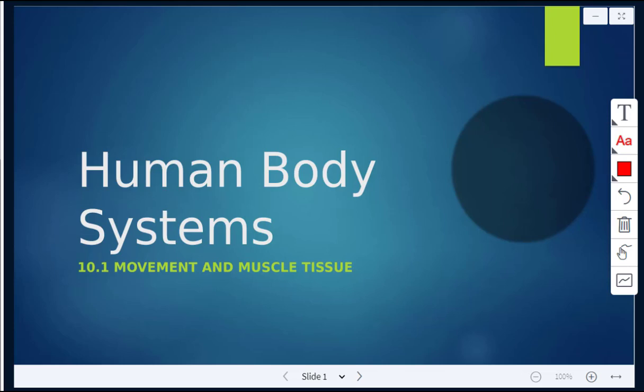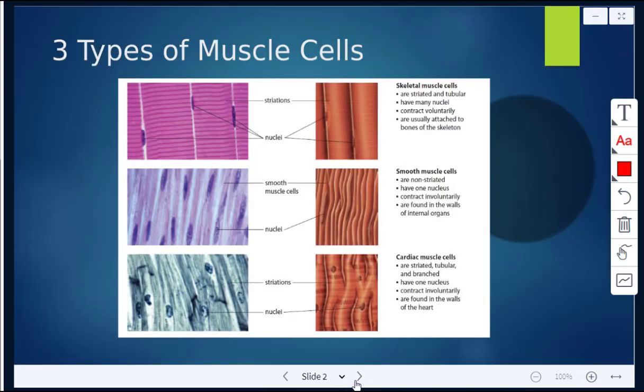Today's class we are looking at 10.1, which is movement and muscle tissue. There are three types of muscle tissue: skeletal muscle, smooth muscle, and cardiac muscle cells. So let's look at skeletal muscle cells first.